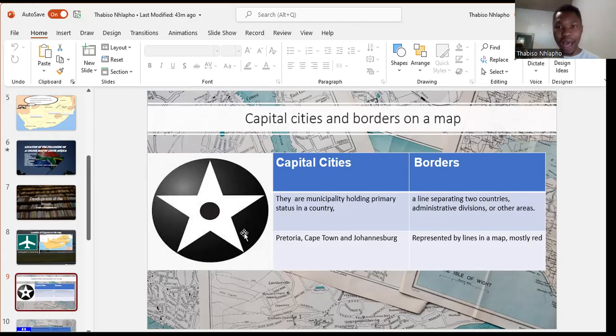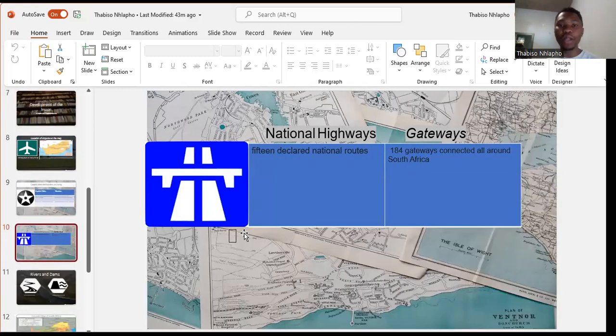I hope we all understood each other. So moving forward, we have highways and gateways. On the left, we have a symbol there. That symbol symbolizes the national highway. So if you are asked to locate a national highway on the map, you will be looking for this symbol. In our country, we have 15 declared national roads, which means we have 15 highways.